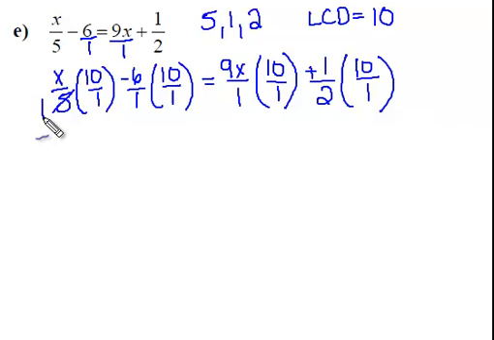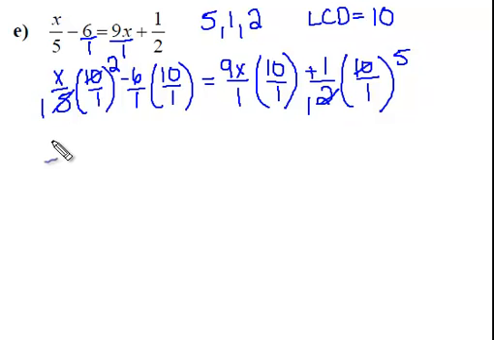Okay, now I can do a little bit of cross reducing. 5 will go into 5 once. 5 will go into 10 2 times. 1 and 10 are as good as they're going to get. 2 will go into 2 once. 2 will go into 10 5 times.